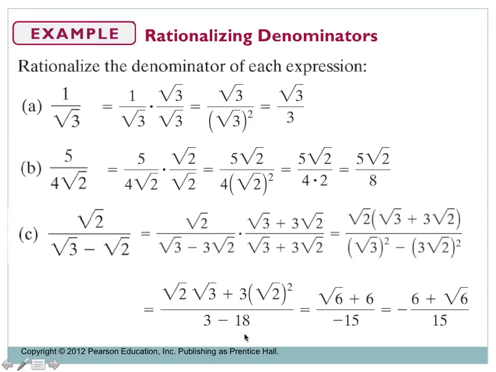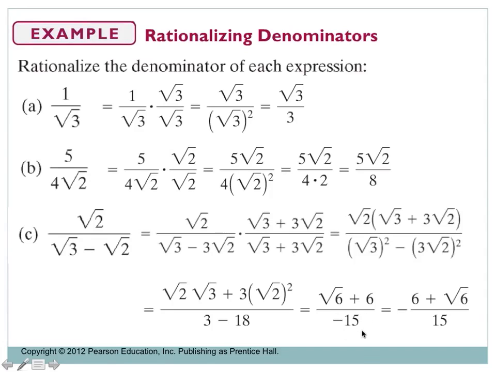So if we do a little more simplifying, square root of 2 times square root of 3 is just square root of 6. Square root of 2 squared is going to be 2. 3 times 2 gives you 6. So we have square root of 6 plus 6. And then 3 minus 18 is just negative 15. So that's where they get this denominator.